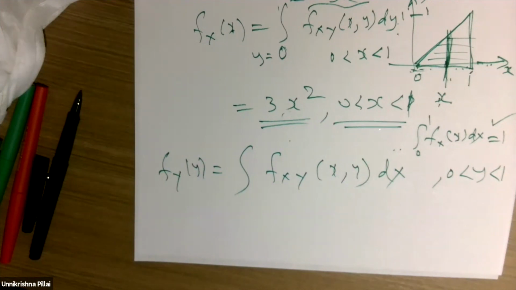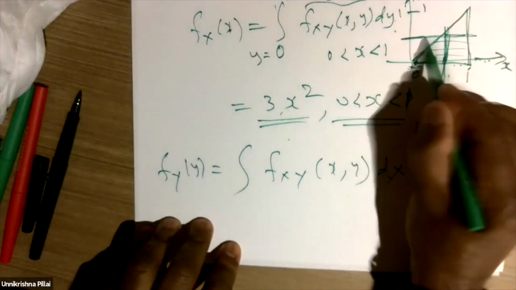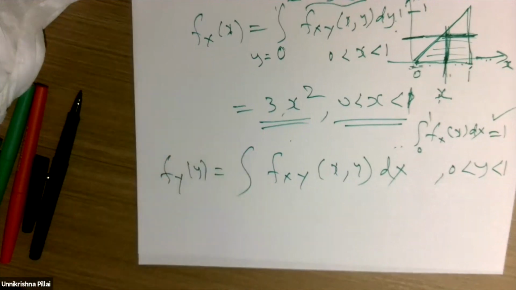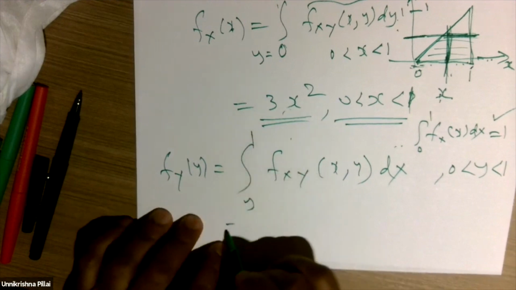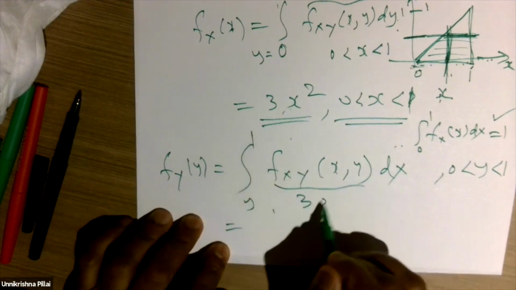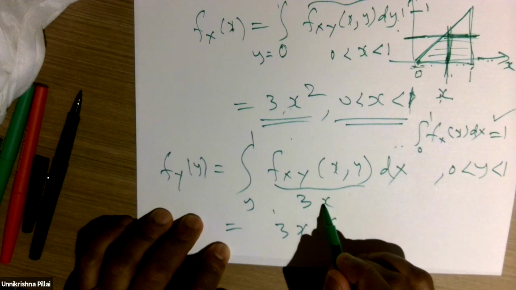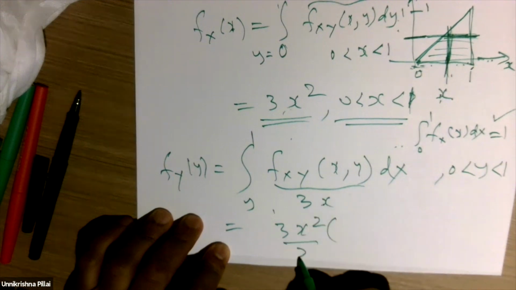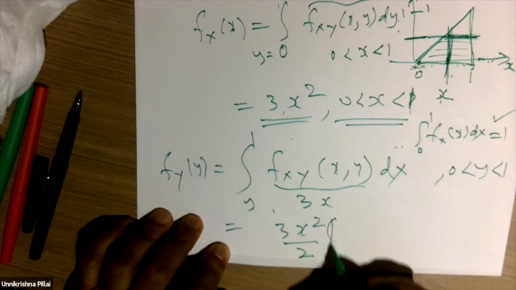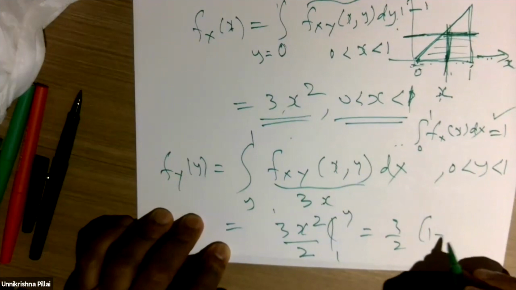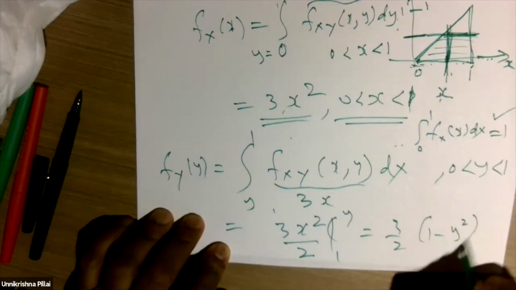And so you fix y somewhere. What's the range? What are the limits on x? y to 1. So remember this is 3x. So this is x. What was it? 3x. So this will become 3x squared by 2, right? From y to 1, so that will become 3 by 2 times (1 minus y squared), right?